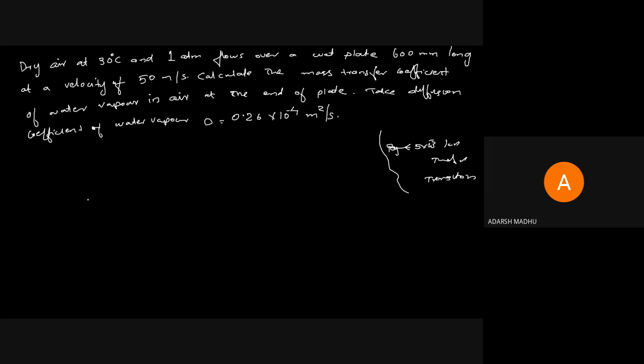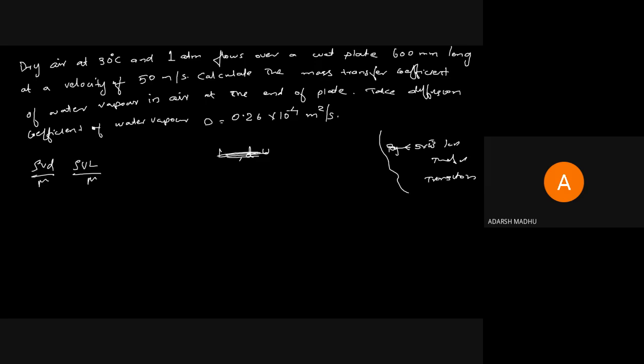Here diameter is not there. For a plate it is rho Vl by mu. That is the difference: rho Vd by mu, and rho Vl by mu. So if it is a flat plate, we take the length, rho Vl by mu. In the case of a cylinder or something similar, we take the diameter, rho Vd by mu. V is the velocity, here we take it as U, so rho Ul by mu.